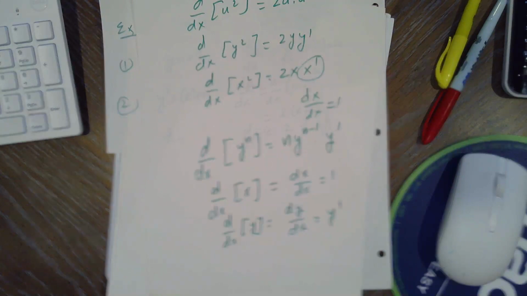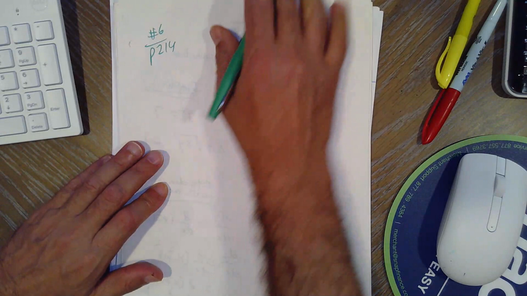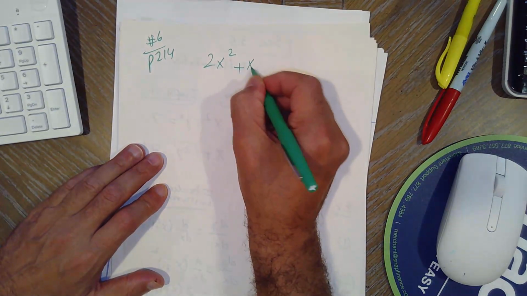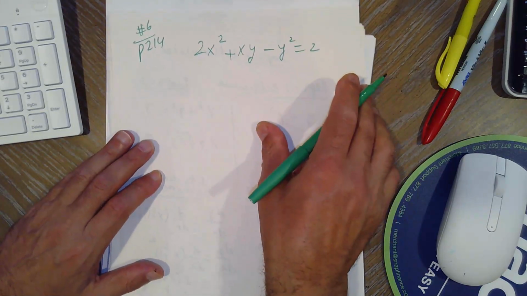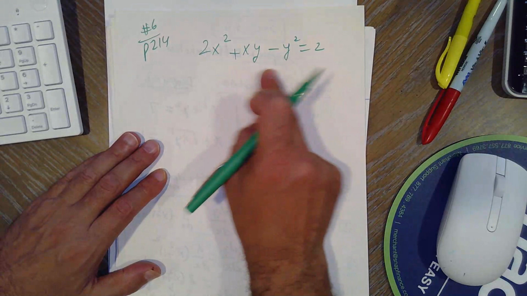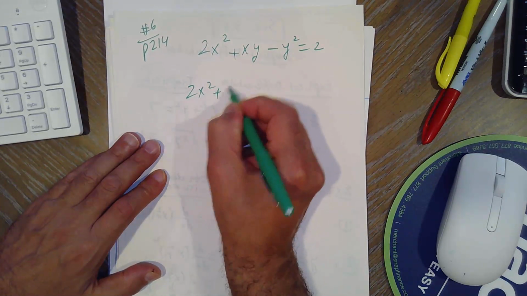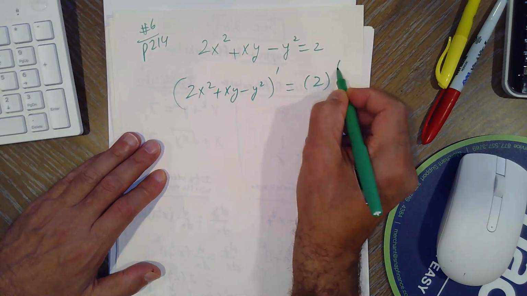Okay, so page 214, number 6. So we have 2x squared plus xy minus y squared equals 2, and we want to find y prime implicitly because y is not isolated, so we do derivative of the left side equals derivative of the right side.